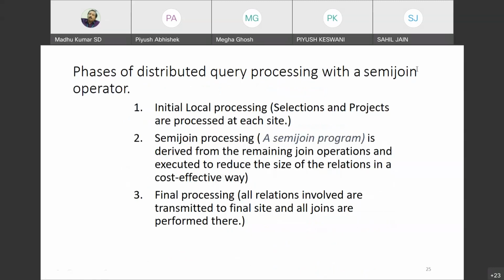So let us see the different phases of taking a semi-join. This is very important, so just go through that. What are the different steps in taking the semi-join operation? The three different steps are shown here.